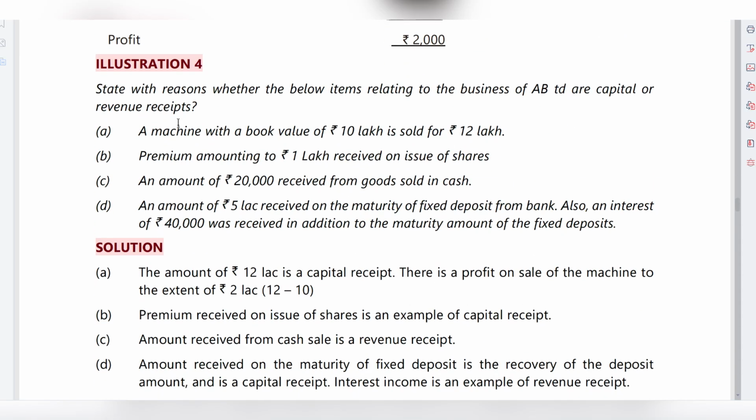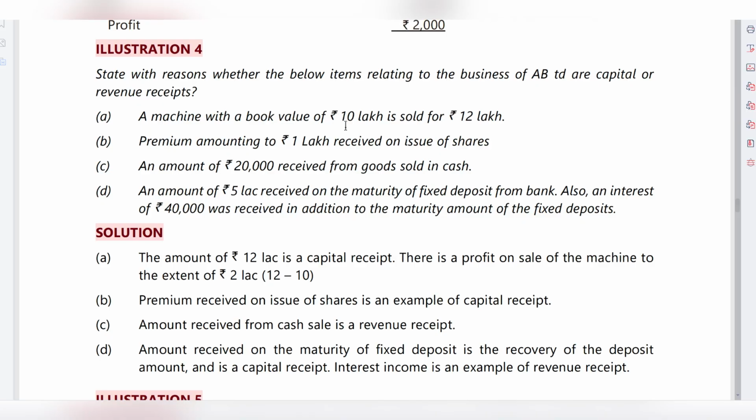Now coming to illustration 4, state with reason whether the below items are relating to the business of AB Limited or capital or revenue receipts. A machine with a book value of 10 lakh is sold for 12 lakh. 12 lakh is our capital receipt because a machine is a long-term asset and we are selling those assets. So this is capital receipt.